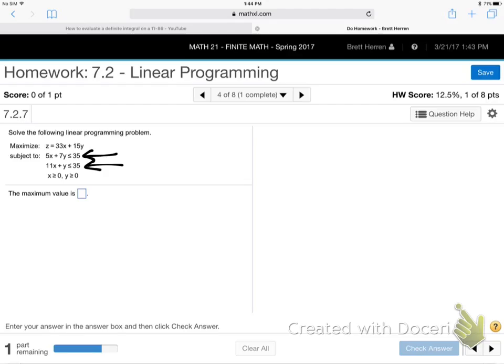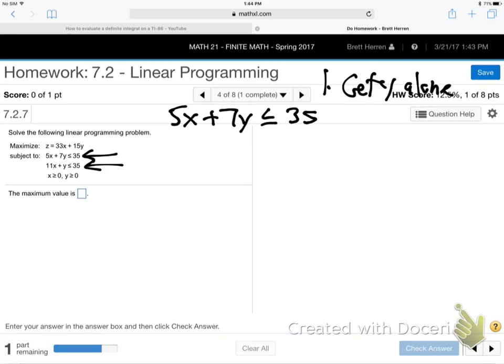So first off, if we're going to graph, let's take the first one: 5x plus 7y less than or equal to 35. If we're going to put it into our graphing calculator, what do we have to do to the equation first? Remember what's on the left side when you hit y equals on your graphing calculator? Get y by itself, exactly. It just has y by itself, doesn't it? So you've got to get y alone. So step one, get y alone in each of these equations. So what do I do to get y alone?